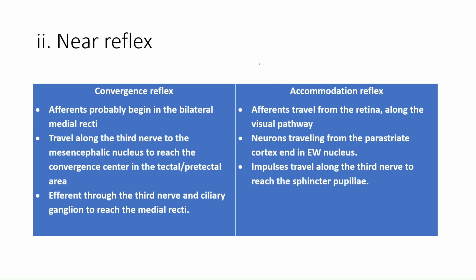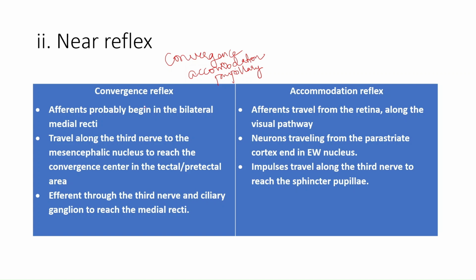So what is the near reflex? The near reflex includes convergence, accommodation, and pupillary constriction. So these are the three parts of the near reflex. What is the convergence reflex? It is when the eyes come closer in an attempt to bring the object in line with the line of vision.